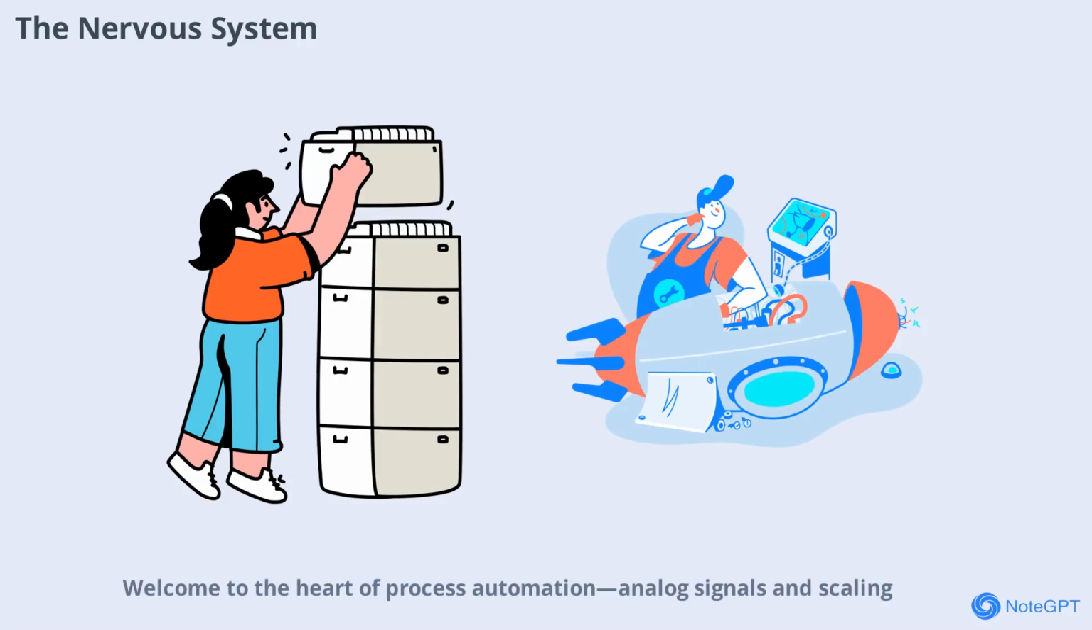Welcome to the heart of process automation: analog signals and scaling. Think of analog signals as the nervous system of any process plant. They carry vital information from field instruments to the PLC and SCADA systems, ensuring every part of the plant communicates seamlessly. But a single error in translating these signals can lead to catastrophic failures.